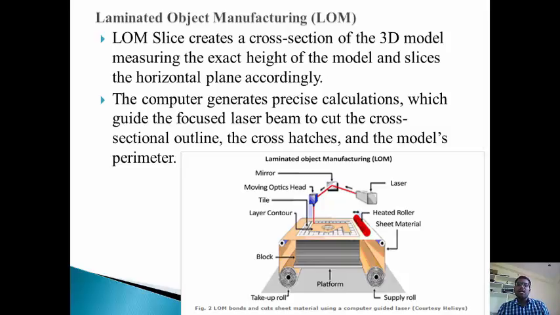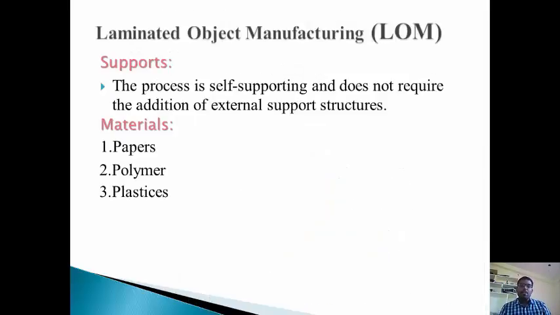For this process, we put the layers one by one, determine the shape, and with the help of a laser we can cut the dimension accordingly. We just want to cut the material at the given dimensions. The process itself does not require any additional support structures. The materials for this are paper, polymers, and plastics.